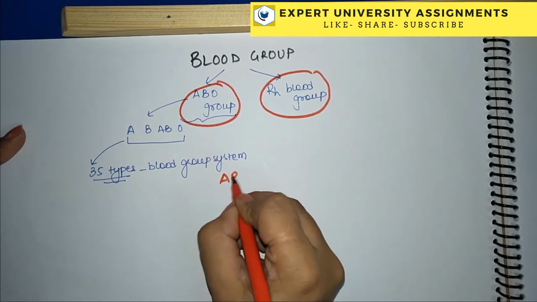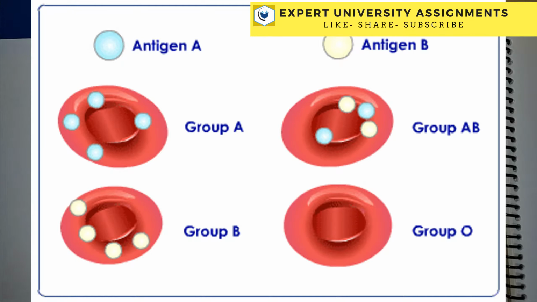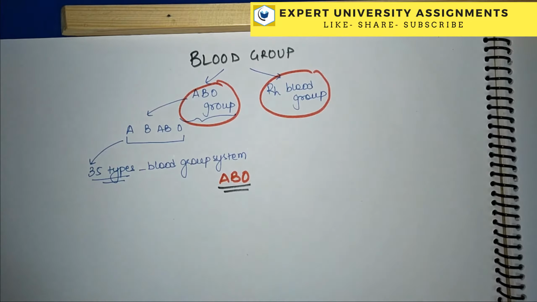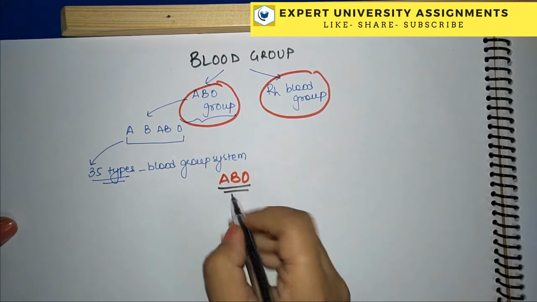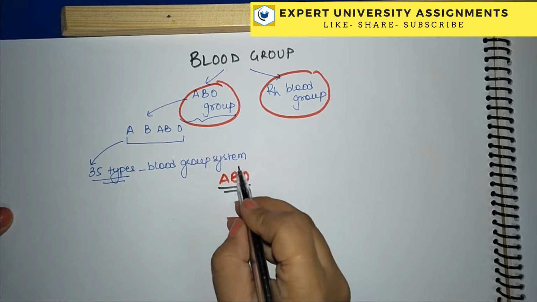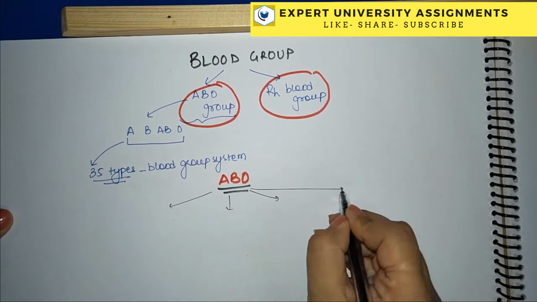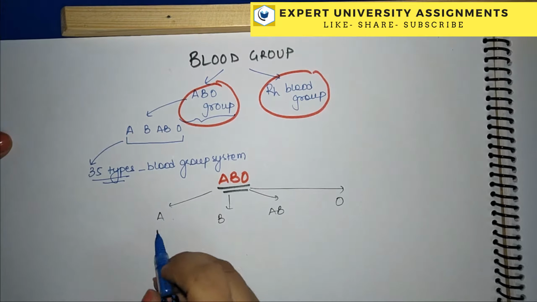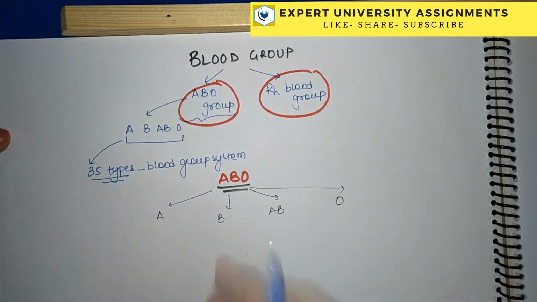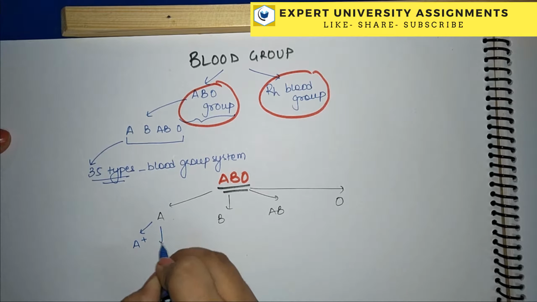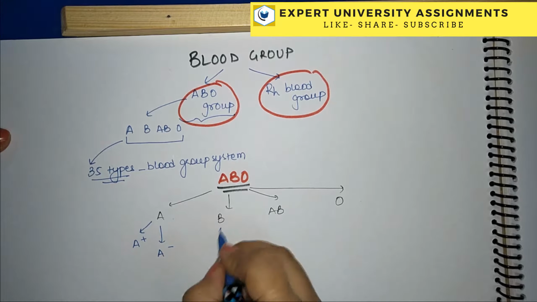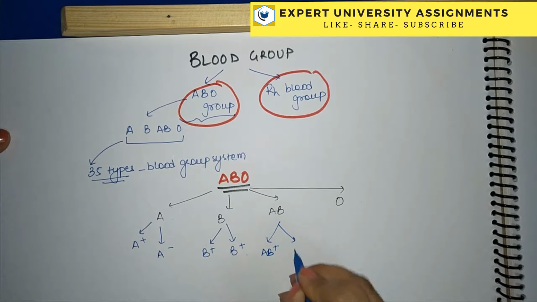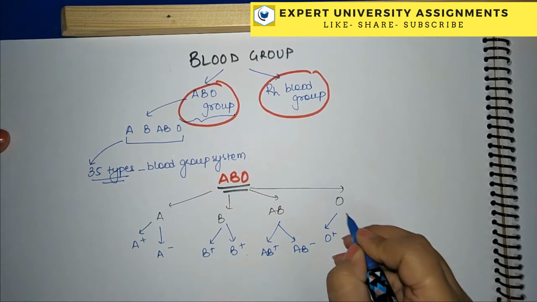So coming back to the topic ABO blood group system, I'll proceed with how you are able to define which one is blood group A, which one is blood group B, which one is blood group O, which one is blood group AB. So these are the four possible types: A, B, AB and O. Now again, these are often referred to as A positive or A negative, B positive, B negative, AB positive or AB negative and O positive or O negative.